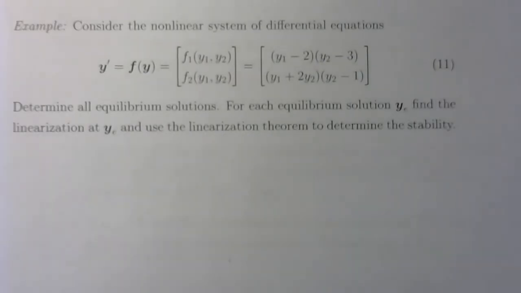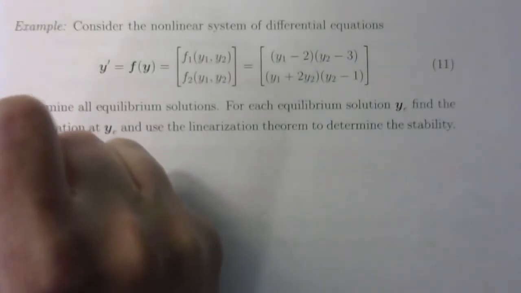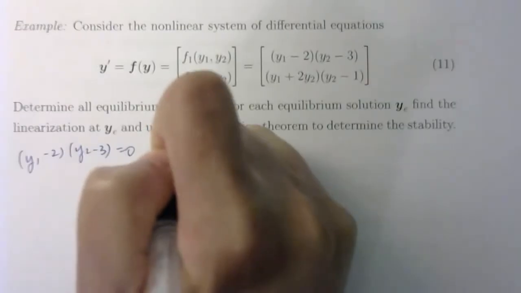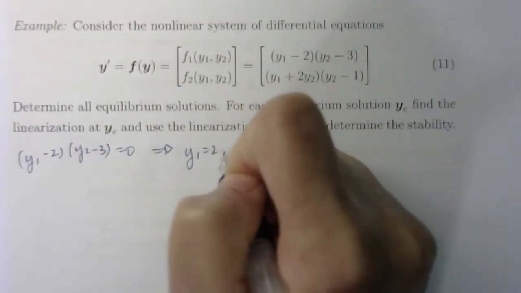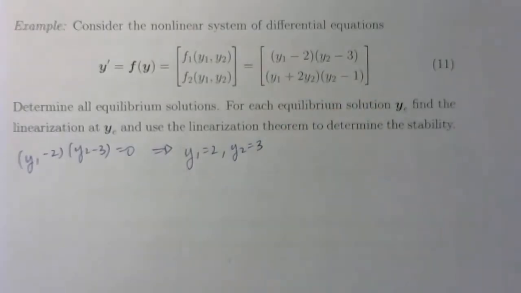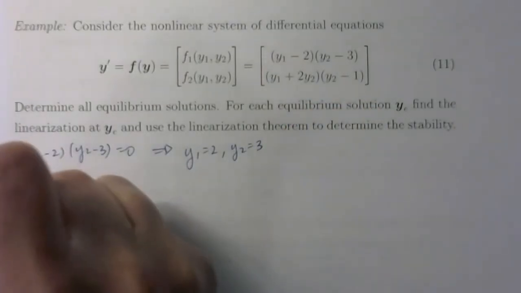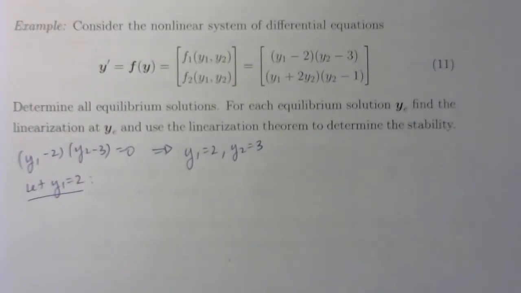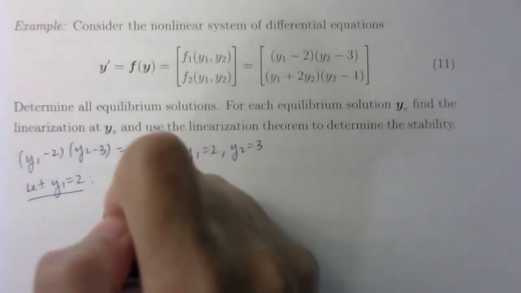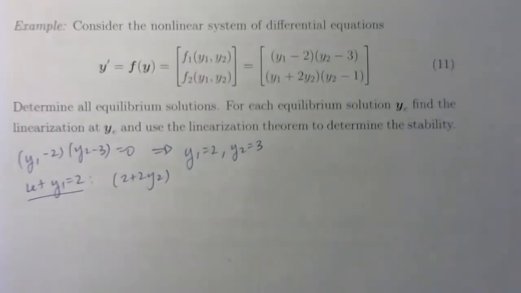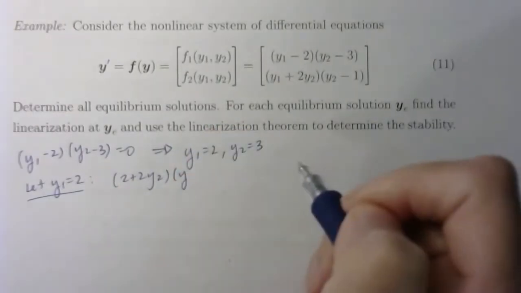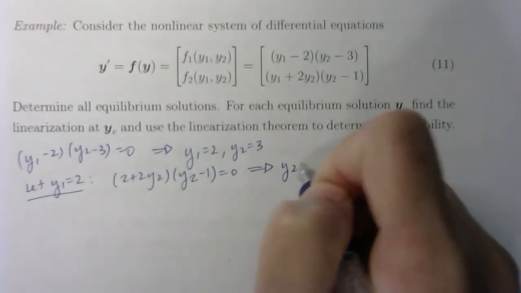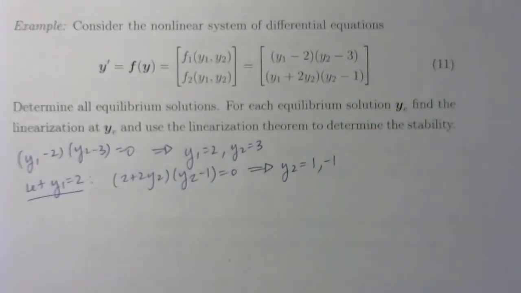Okay, so find equilibria. So let's say we need y1 minus 2 times y2 minus 3 to equal 0. So that means we have 2 cases. y1 is equal to 2 or y2 is equal to 3, right? So let y1 equal 2. The first one obviously was the first equation. Let's look at the second equation. That means the second equation becomes 2 plus 2 y2 times y2 minus 1 equals 0. So what does that mean? That means y2 can be 1 or it can be negative 1, right?